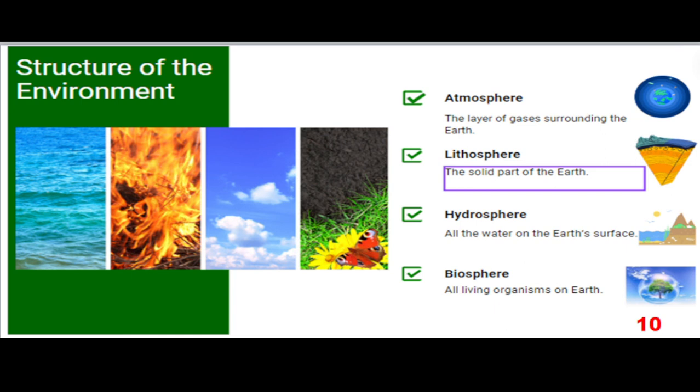Then the lithosphere, also known as the geosphere. It is the solid part of the earth consisting of the crust and upper mantle. The crust is the earth's outermost layer, varying from 5 to 70 km in thickness, composed of rocks, minerals and soil. The crust is inorganic and composed of minerals. Two kinds of crust are there, continental and oceanic. The crust is constantly moving and its movement causes earthquakes.